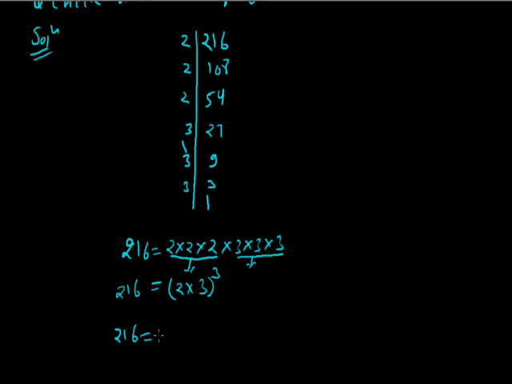So 216 is the cube of 6, that is 2 into 3, that is 6 cube. So 216 is a perfect cube and it is a cube of 6. Let's see the next question.